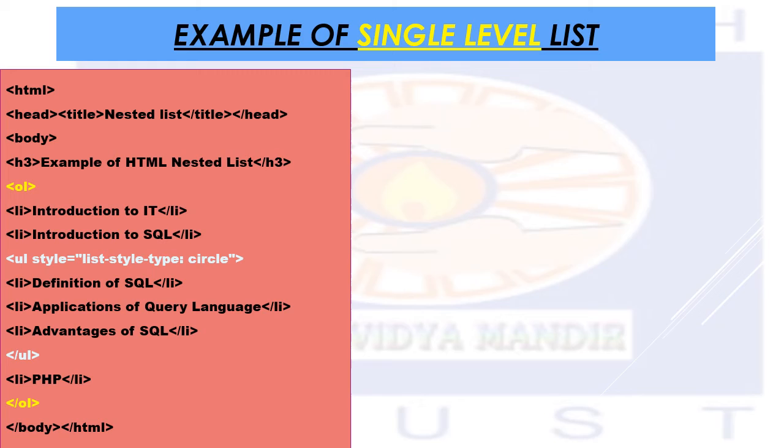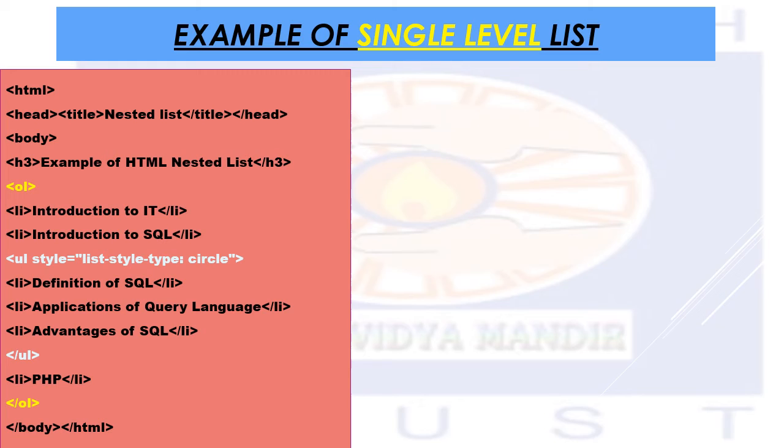Two sentences have been typed over here, introduction to IT and introduction to SQL. These are the two headings we are using. Next comes the UL tag. UL tag, as I have said, in HTML5 you have to use it with CSS. So that is what is given over here. Unordered list, in ordered list we are using the circles over here.